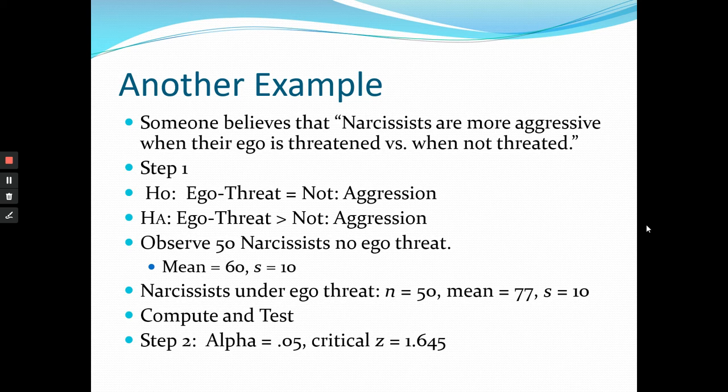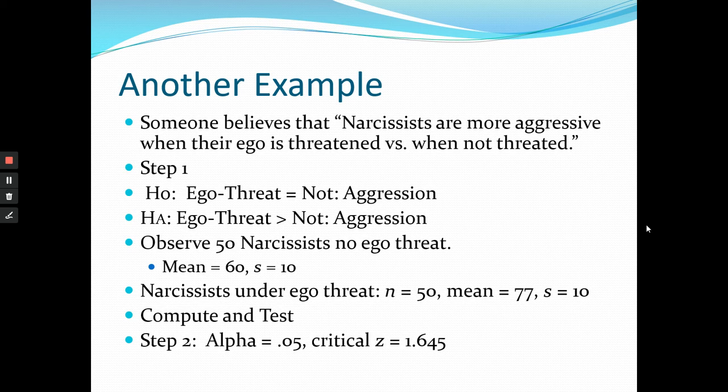That's a narcissist. So there's a lot of research and theory actually that suggests that narcissists are very aggressive when you chip away at that idea that they're the best person in the world or the smartest person in the world. They're very sensitive. And then they're less aggressive when they're not threatened in terms of their ego. So I already did step one for you. So step one is the H0 is that for narcissists, ego threat versus not ego threat, it's equal on aggression. So aggression is equal for narcissists under ego threat versus not ego threat. There's no difference. They're equal.